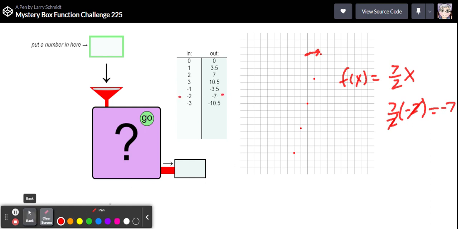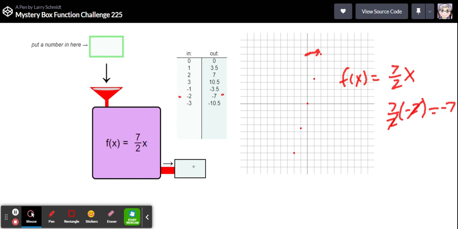So I think we've got this. Let's take a look. And there it is. F of x equals 7/2 x. And we can graph that. Nice, steep, upward sloping line.